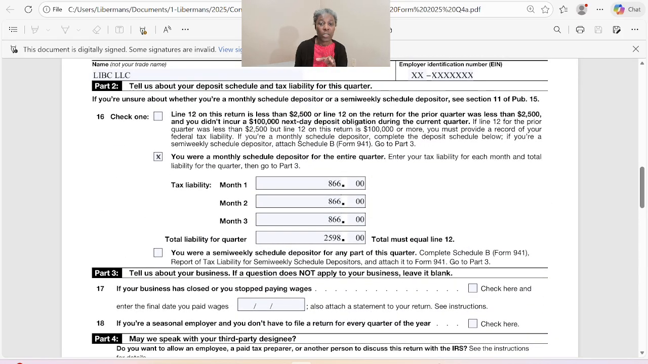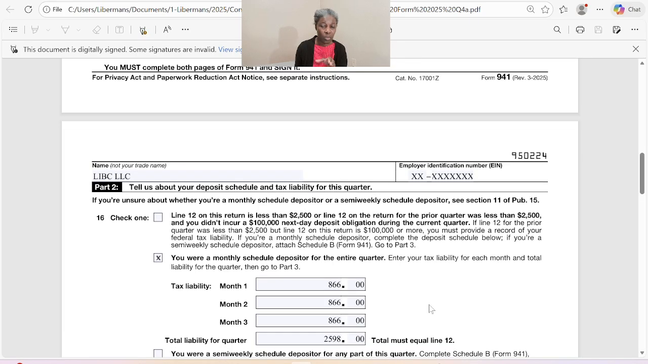But if you are a monthly depositor, you are supposed to make deposits on a monthly basis. It's just better you go online. If you are making that deposit on a monthly basis, you do that. That way you just stick to page 1 and page 2.